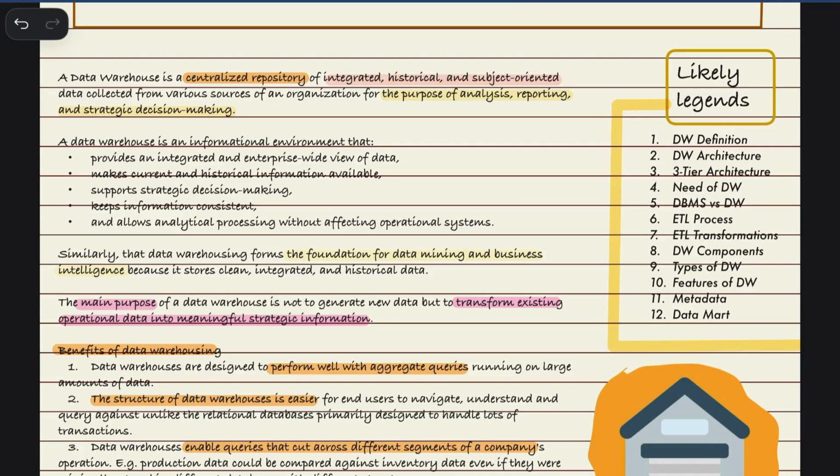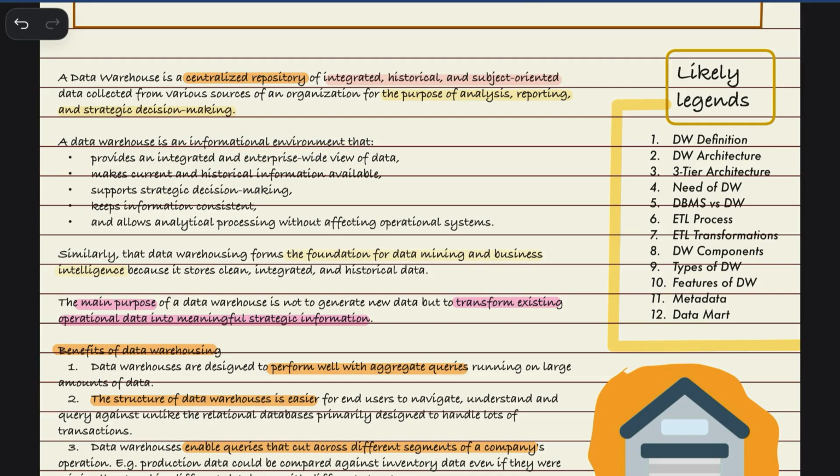And these three names, integrated, historical, and subject oriented, are also the features of a data warehouse. That is why I explained it to you in detail, because when we'll be studying features, these three would be in that. All right, now let's move forward and discuss that a data warehouse is an informational environment.